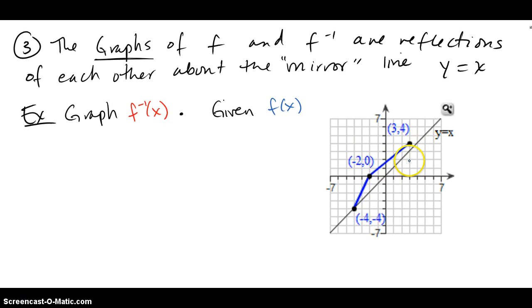Let's go look at this example. It says graph f inverse of x, the inverse function, given the original function f of x. So here's f of x, a function, and we have some ordered pairs that I can pull from the graph. I have (-4, -4), I have (-2, 0). I'm going to use these as a guide, and then I have (3, 4). So these are the ordered pairs for the f function.